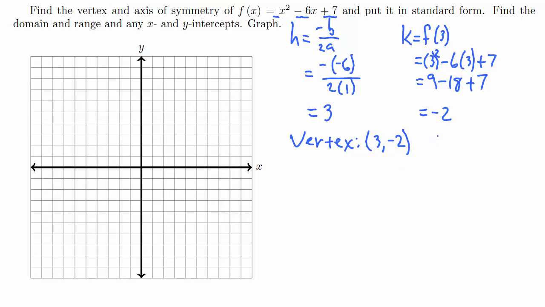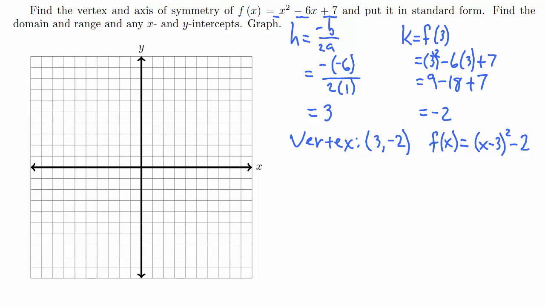Now, the standard form, because of this, is going to be f of x is equal to a, which is in this case 1, so I don't need to write it, and then parentheses, x minus the x-coordinate, which is 3, squared, and then plus the y-coordinate, which is negative 2. So I'm just going to write minus 2. Fantastic. So here's the vertex. Here is the standard form.